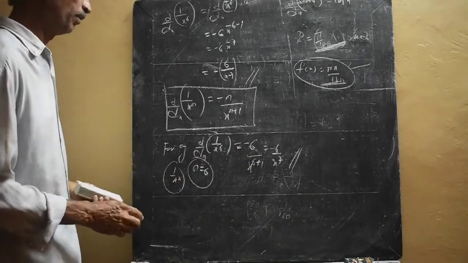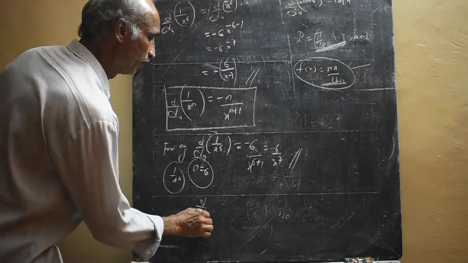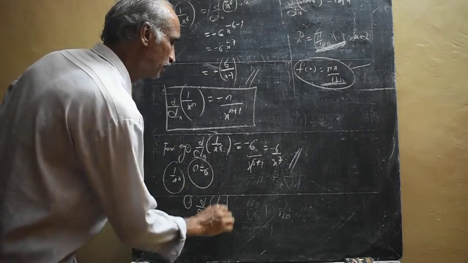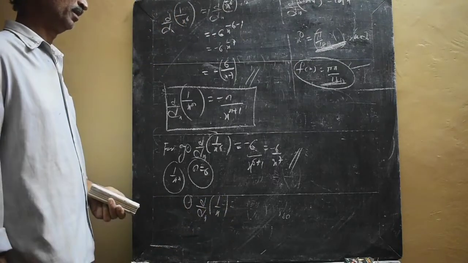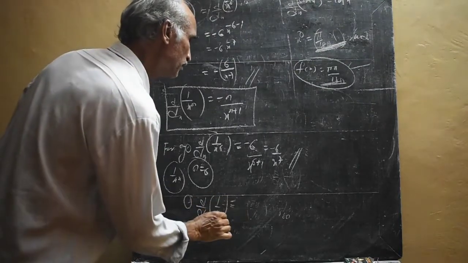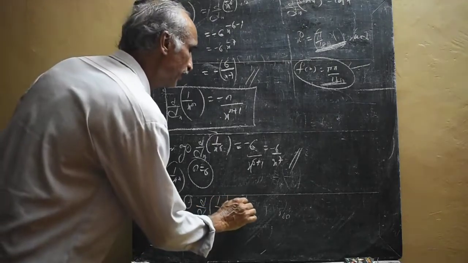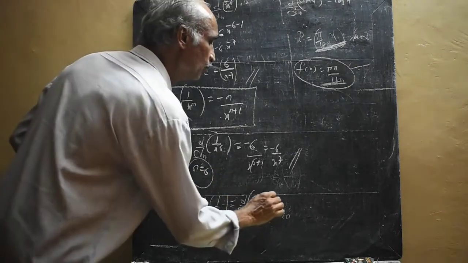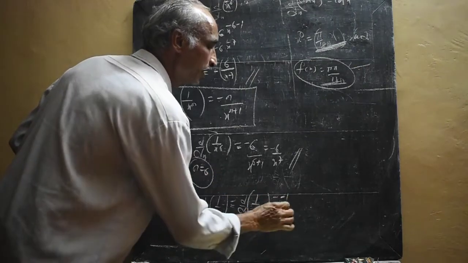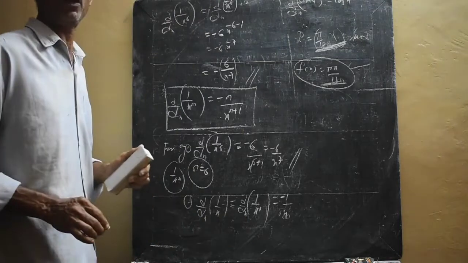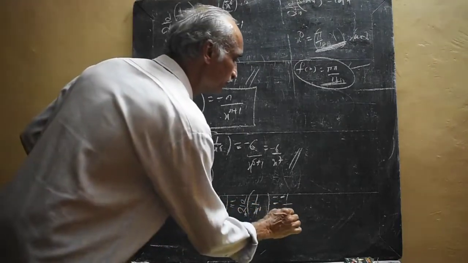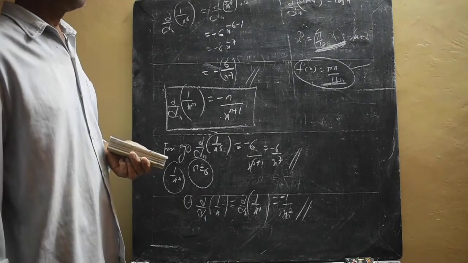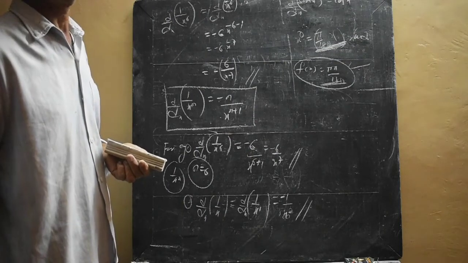What is the d by dx of 1 by x? Tell me that. One more example. d by dx of 1 by x equals, x means x to the power 1, no? d by dx of 1 upon x to the power 1. n is 1, therefore minus n, minus 1 upon x raised to n plus 1, 1 plus 1, 2. Like this, you have to write some calculation directly. For a simple calculation like 1 plus 1, you don't waste steps.